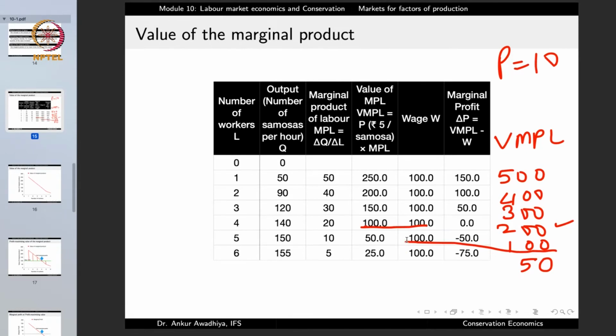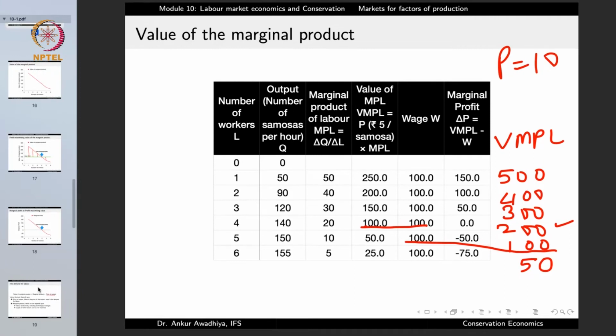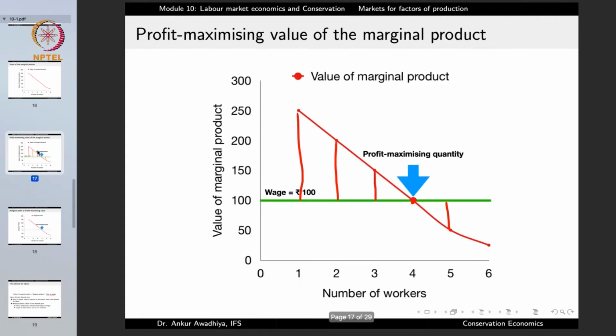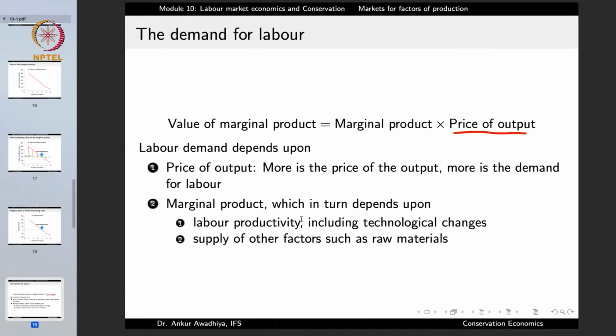So now one more labor is going to be employed by the firm because the price has increased. And because of an increase in price, it reflects in the value of the marginal product of the labor. And we have seen that the profit maximizing quantity is where the value of the marginal product of the labor is equal to the wage rate. So if the wage rate remains the same and if the price changes, then this curve, the red curve, will shift upwards, which will change the number of labor that will be hired by the firm at the profit maximizing quantity. So the labor demand depends on the price of the output.